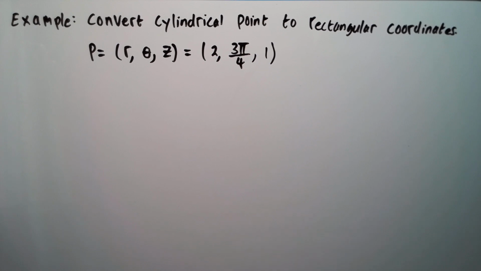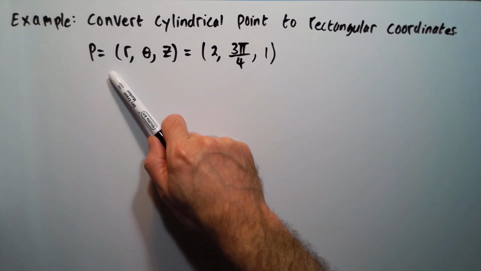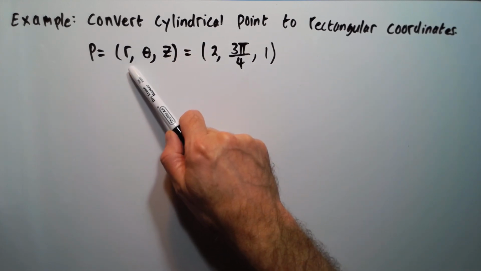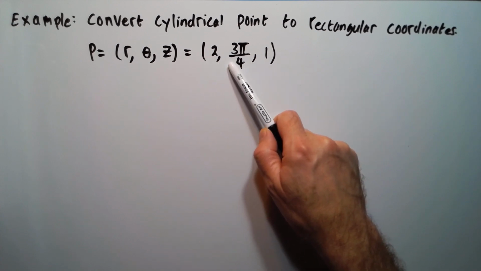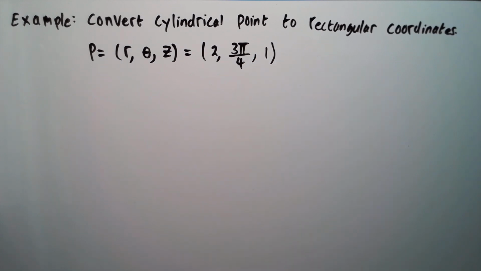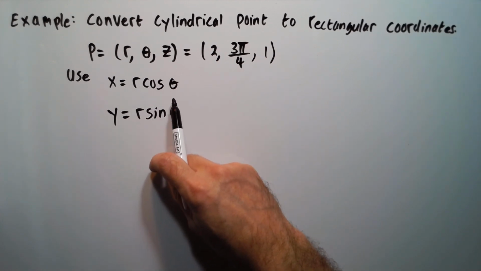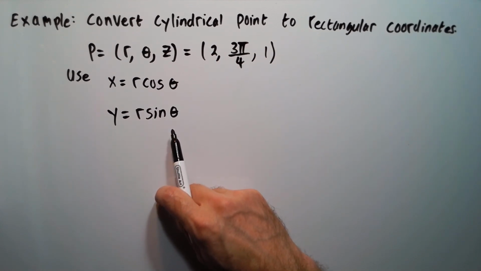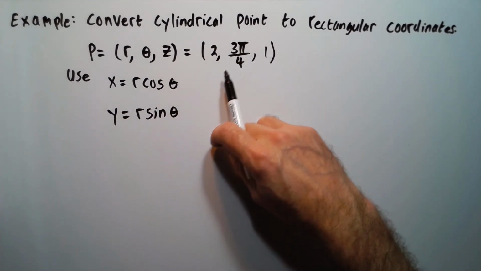Our first example says convert a cylindrical point to rectangular coordinates. We're given a point in cylindrical coordinates, r, theta, z, as 2 for the r, 3 pi over 4 for the theta, and 1 for the z. We need to convert it to x, y, z notation. Let's use the things we just derived: x equals r cosine theta, y equals r sine theta, where the r is 2 and the theta is 3 pi over 4. Let's plug into these.